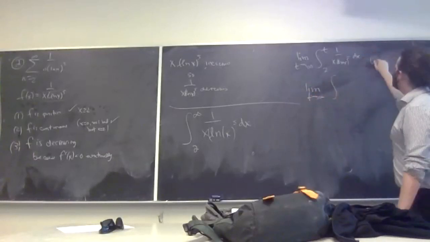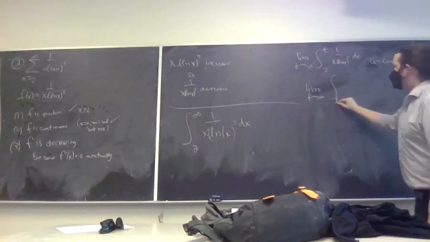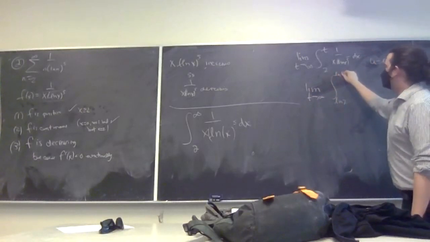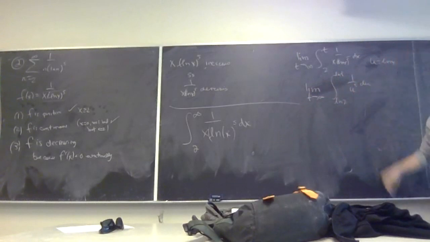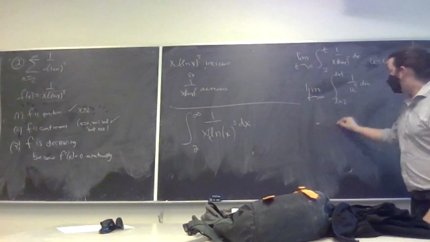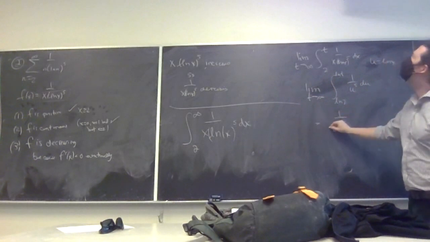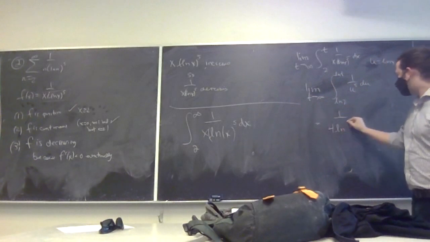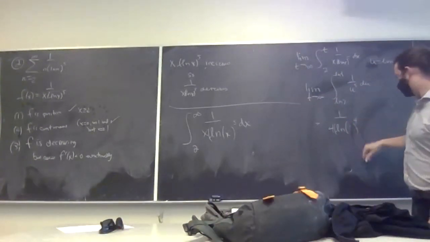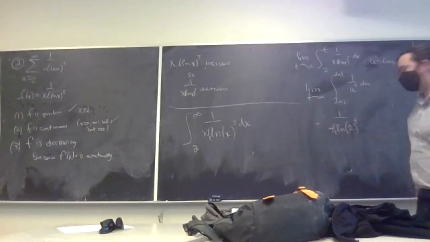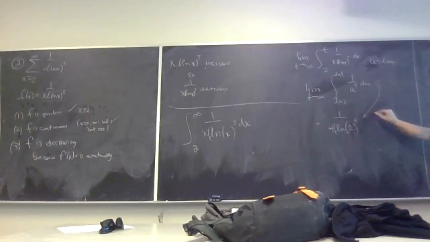I think you get, after u equals the log of x, you should get something like the integral from log 2 to log t of 1 over u to the 5th du. After you do the substitution, after you take the integral and you compute the limit, I believe this entire thing turns into 1 over 4 times the natural log of 2 to the 4th. This integral spits that out after you compute the limit.